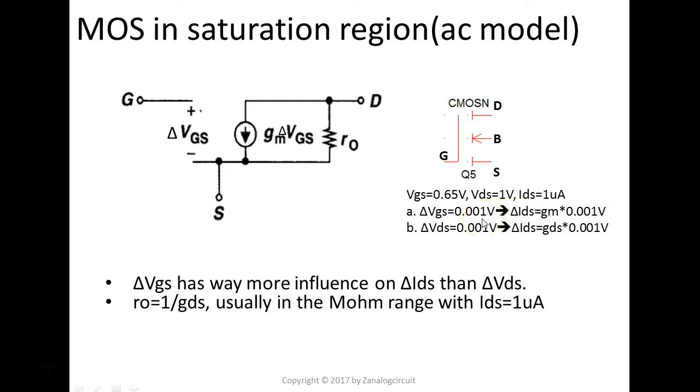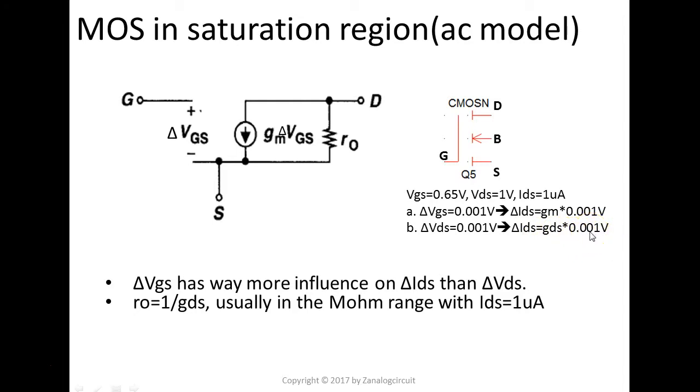So there are 2 scenarios. First one, let's change the VGS by just 1 millivolt. How much can IDS change? How much change on the IDS? That equals GM multiplied by 1 millivolt. That's the first scenario. Second scenario, we keep the VGS the same, but rather we change the VDS by 1 millivolt. How much change on the IDS? That equals GDS multiplied by 1 millivolt.